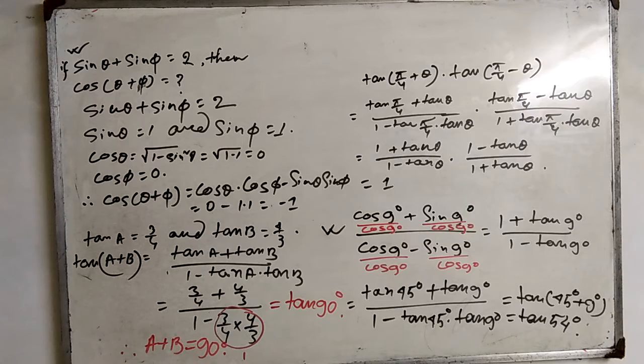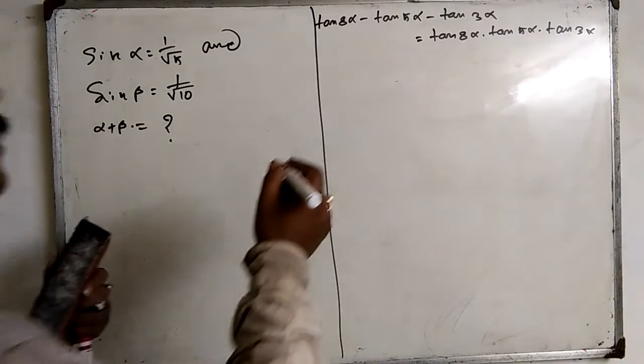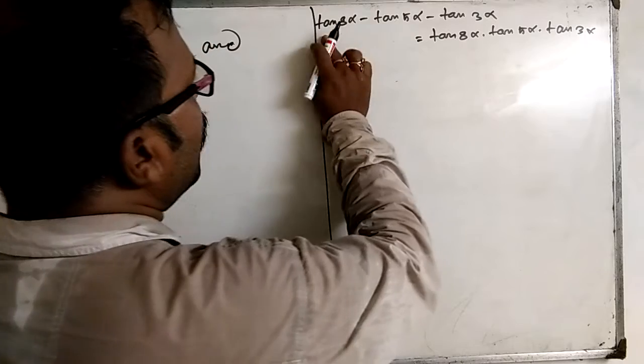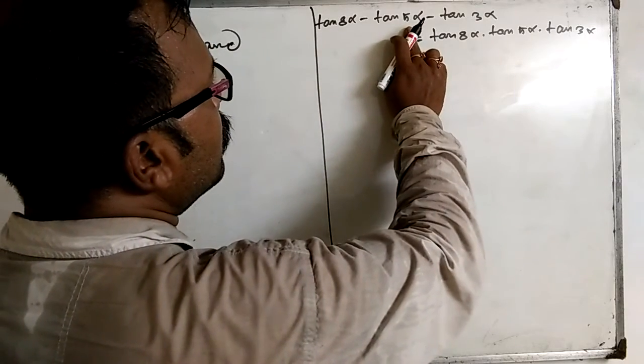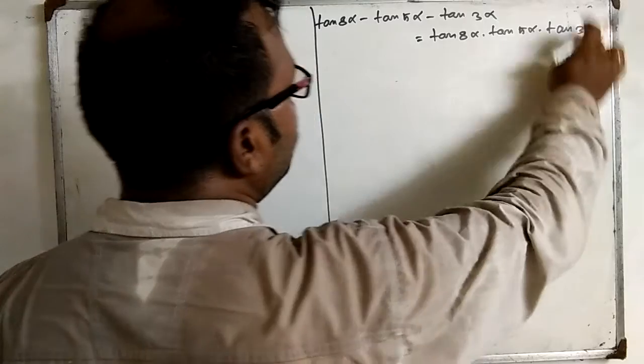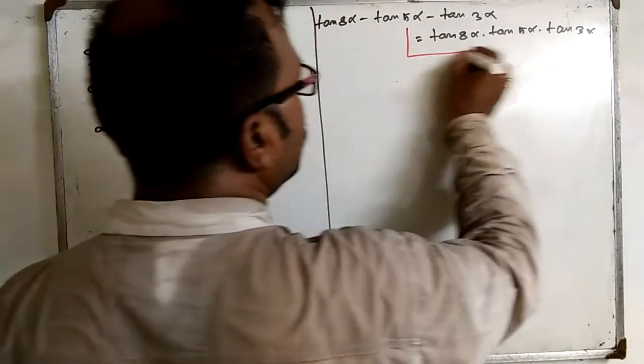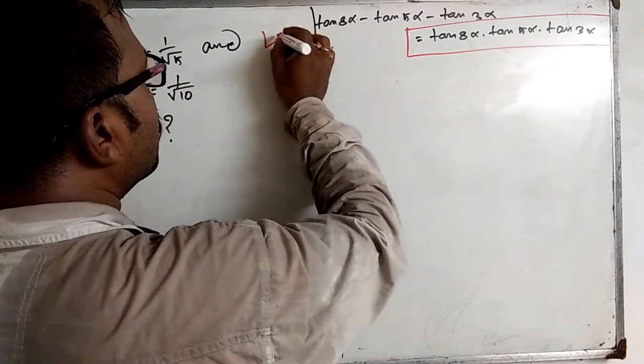Now the next problem: tan of 8 alpha minus tan of 5 alpha minus tan of 3 alpha equals tan 8 alpha into tan 5 alpha into tan 3 alpha. So just start from the LHS.